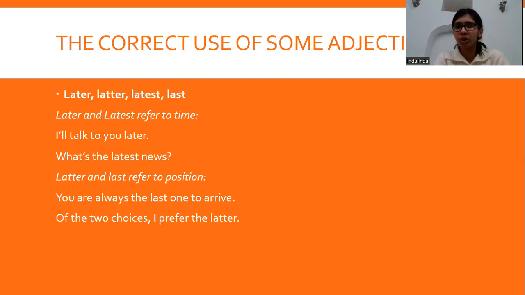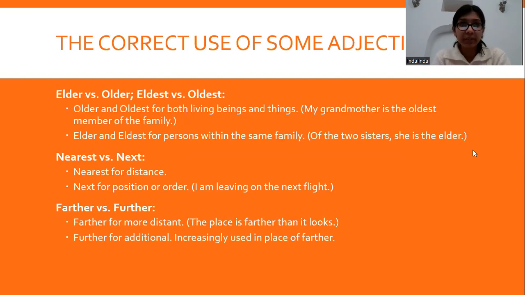Now we are going to talk about the correct usage of some adjectives. So later, latter, latest, last. Later and latest refer to time. I'll talk to you later. What's the latest news? So it's referring to time. But latter and last refer to position. You're always the last one to arrive. Of the two choices, I prefer the latter, right?